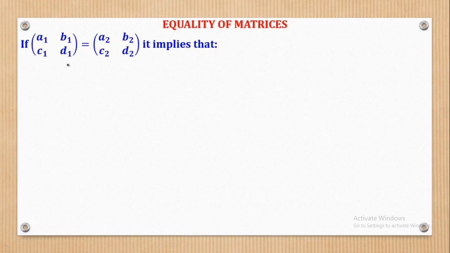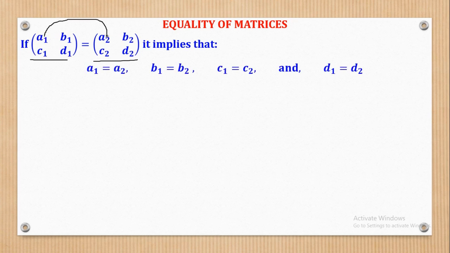So if you have two matrices, matrix A1, B1, C1 and D1, and matrix A2, B2, C2 and D2, and they are equal, it implies that this value will be equal to this value. So A1 will be equal to A2, and B1 will be equal to B2, C1 will be equal to C2, and D1 will be equal to D2. So basically, that is what we mean by equality of matrices.